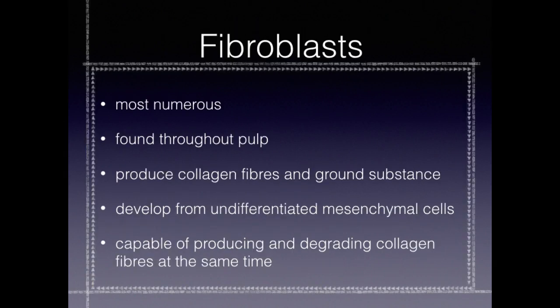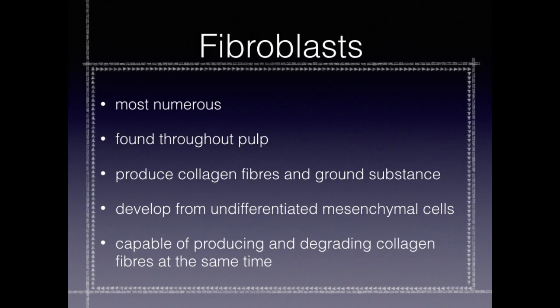We'll look at the fibroblast first. It is the most numerous cell found in the pulp. It's found throughout the pulp, and its function is to form and maintain a pulp matrix, which is the goo that holds all of the structure of the pulp together, called the ground substance. Fibroblasts also have the ability to produce collagen, so this cell can produce the ground substance that the structures float around in, as well as the collagen fibers that make up the fibrous component of the pulp.